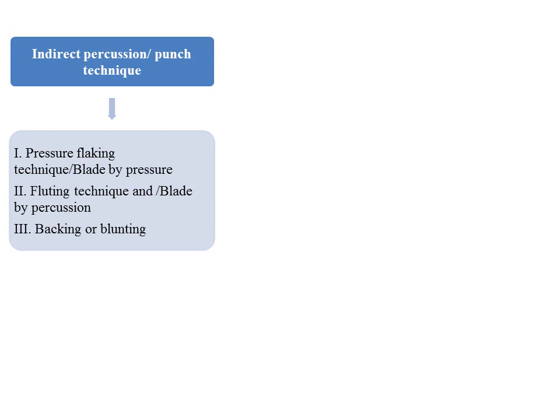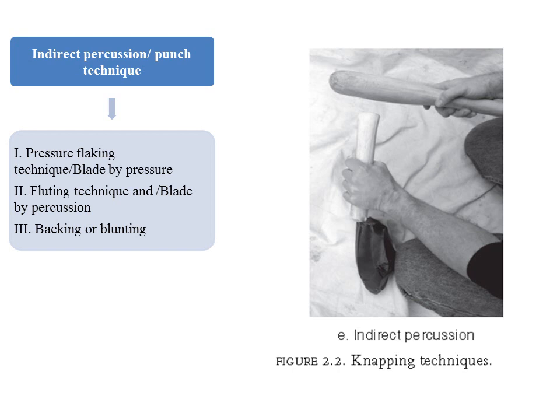Now coming to indirect percussion, in indirect percussion we have three sub techniques: the pressure flaking technique, the fluting technique or blade by percussion, and the backing and blunting technique. If you look at the pressure technique, the blades or flakes are removed from a core by putting pressure. It could be by the use of the chest or the shoulder, or a staff held in both hands to remove the flakes.